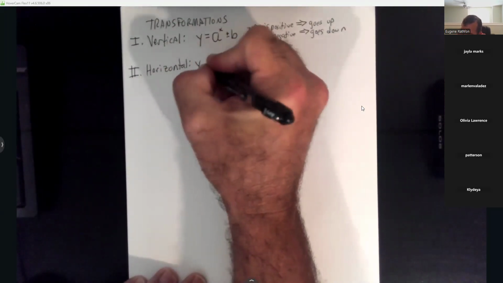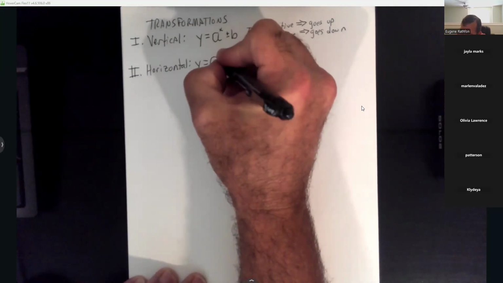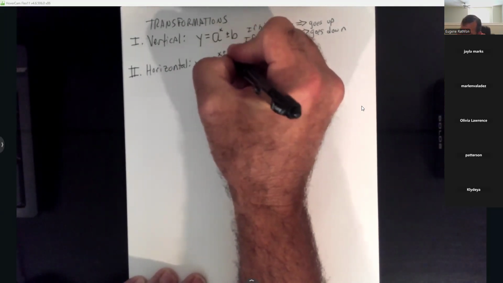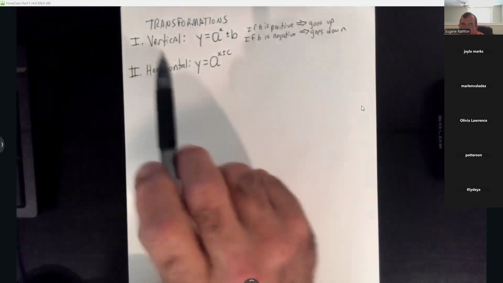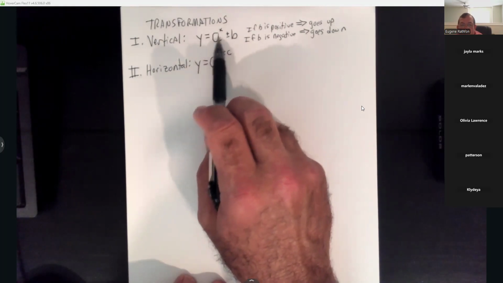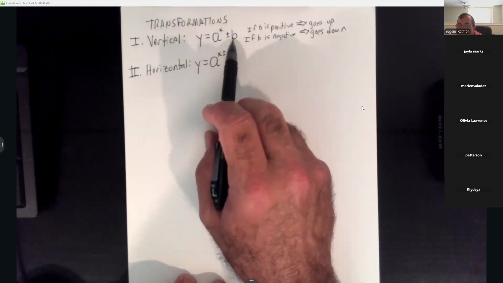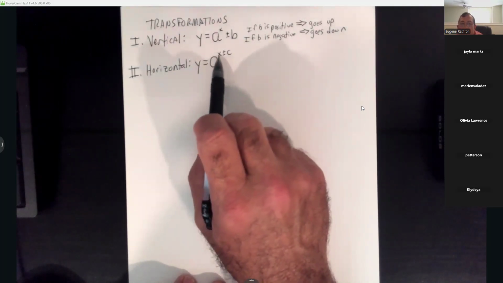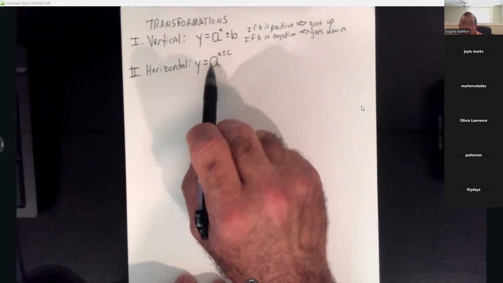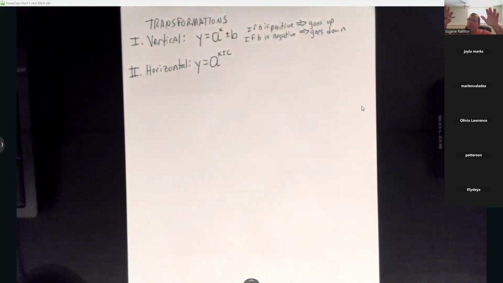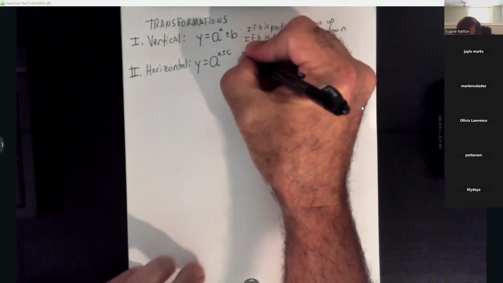That'd be like this. y equals a to the x plus or minus c. Notice the difference. On this one, you're going to evaluate the function first, then you're adding the b or subtracting b. On this one, you're attacking the x before you evaluate the function. Just like when the x was in parentheses in 7.2.